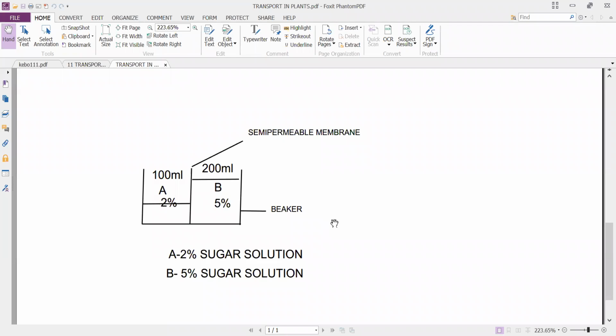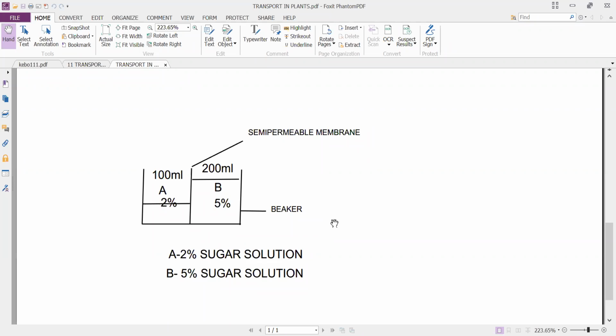In that pit they place the concentrated sugar solution, like 2% or 5%. Next they take a beaker, and in that beaker they place water with low concentration.